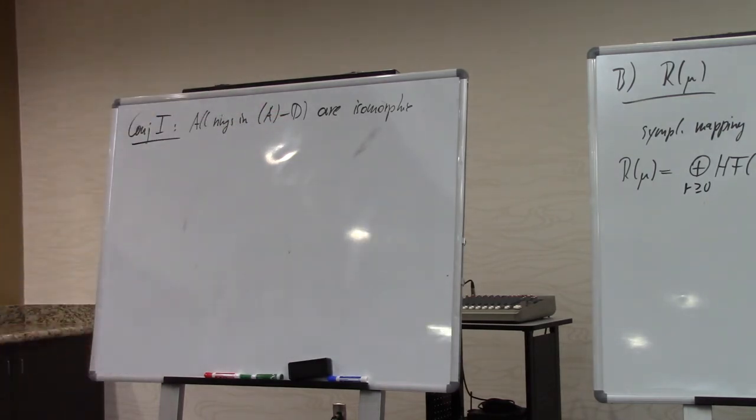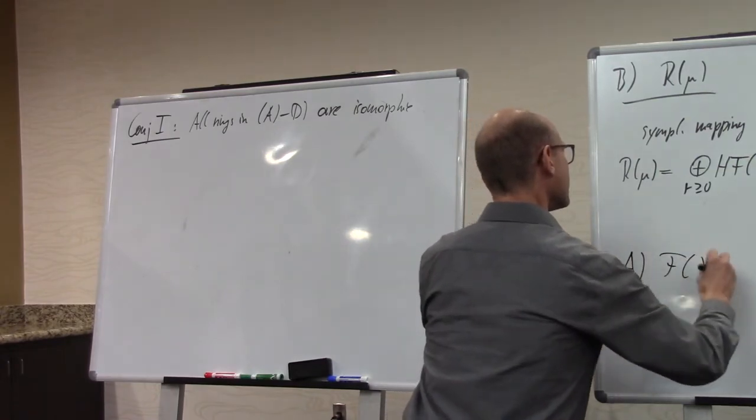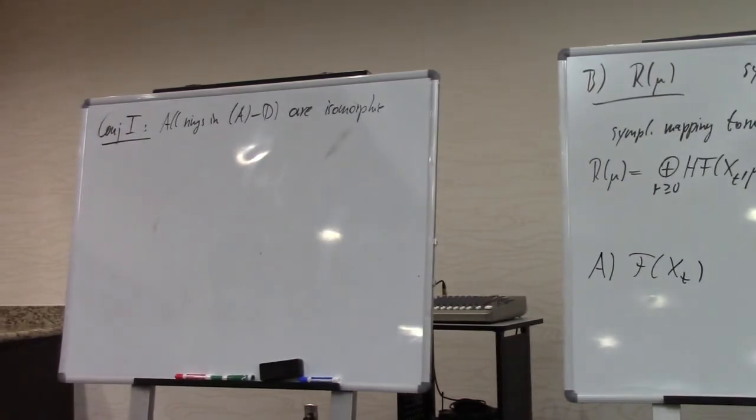You erased A. Which one was A? The A was the Fukaya category of a general fiber. The homogeneous coordinate ring. Yeah, so the ones you get from the positive twists.